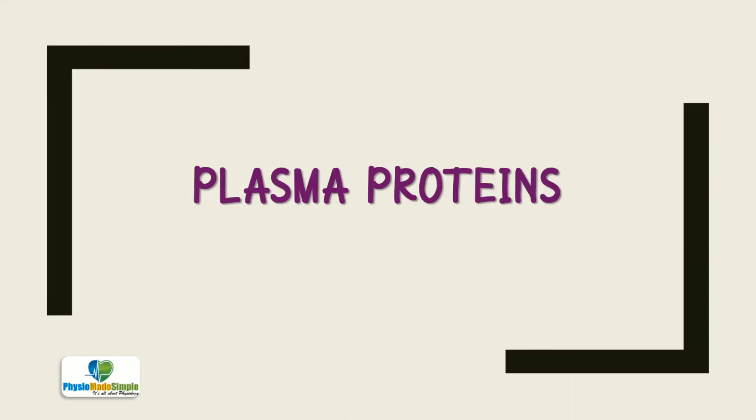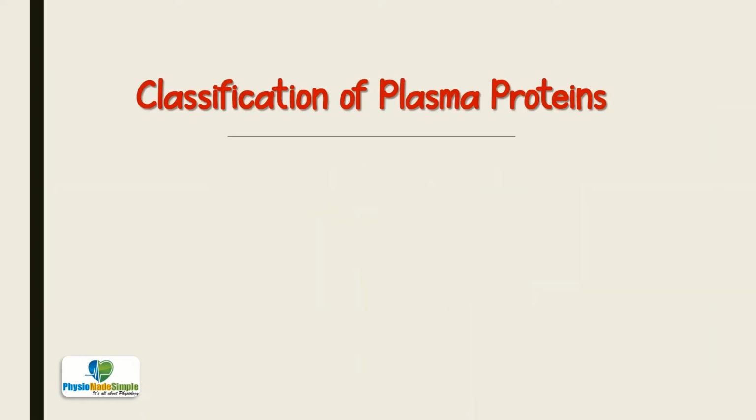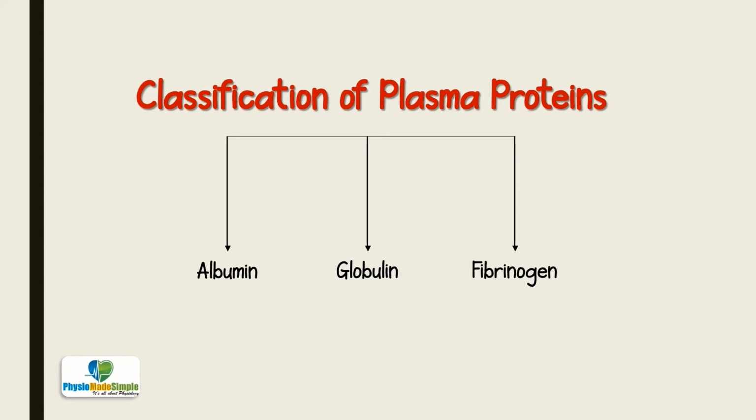Now, coming to the plasma proteins, or the total proteins in blood. The normal value of plasma proteins in blood is 6.4 to 8.3 grams per deciliter, that is dL. Classification of plasma proteins is what we have to know in the beginning. So plasma proteins are of three types. The first one is albumin, then comes globulin, and last but not the least, fibrinogen. So these are the main plasma proteins seen in the plasma.